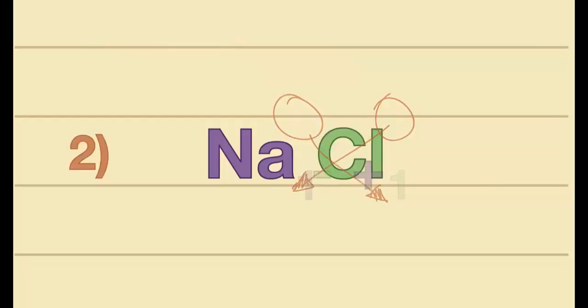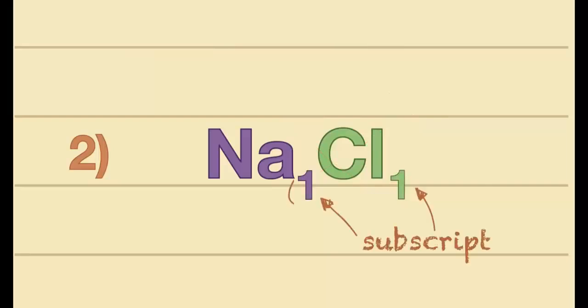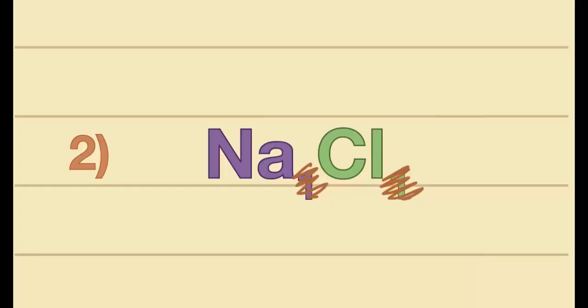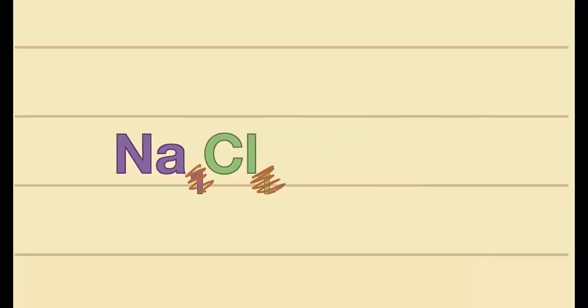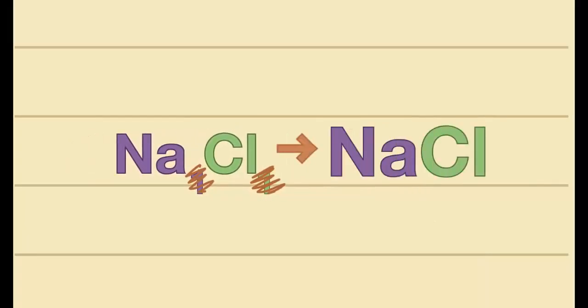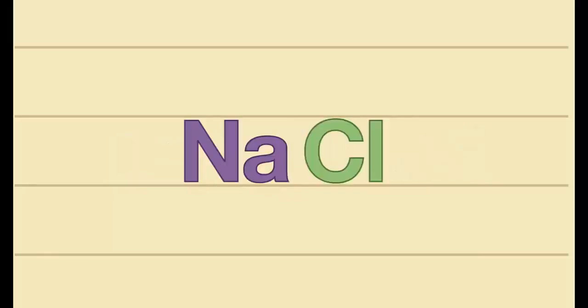We will bring the charges down so that they are in subscript. 1 is never written in a formula. It's assumed that no number written means that there is one atom. So the resulting formula is NaCl.